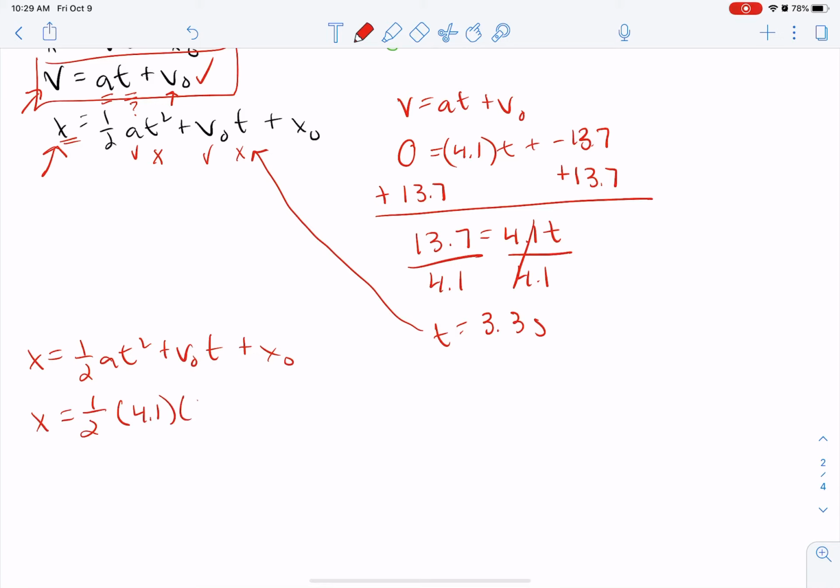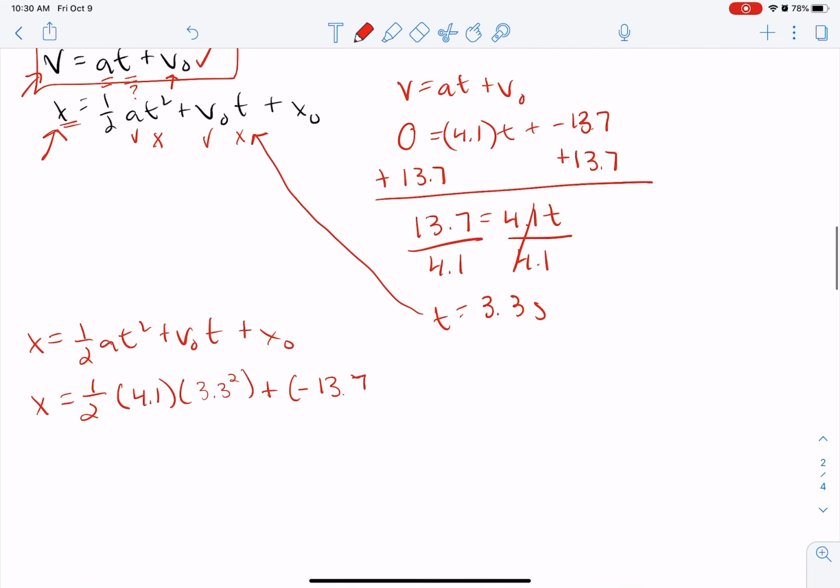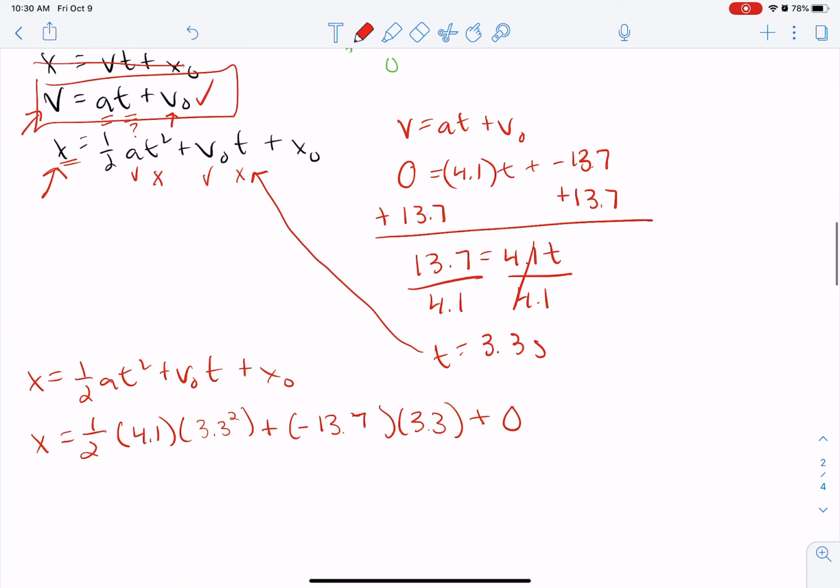4.1 times 3.3 squared plus negative 13.7, I think that's our starting position, yep, times 3.3 plus our starting position is 0. Take a second now to solve this on your own, and then we'll solve it together.